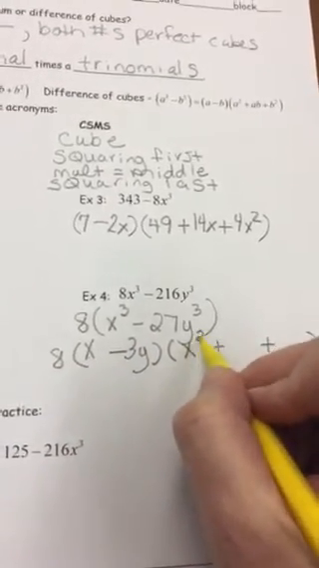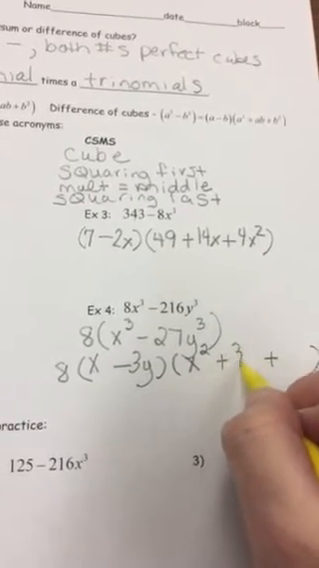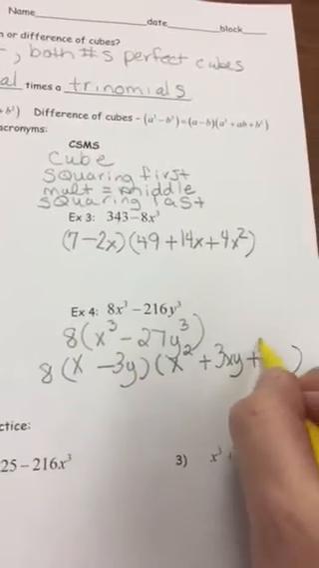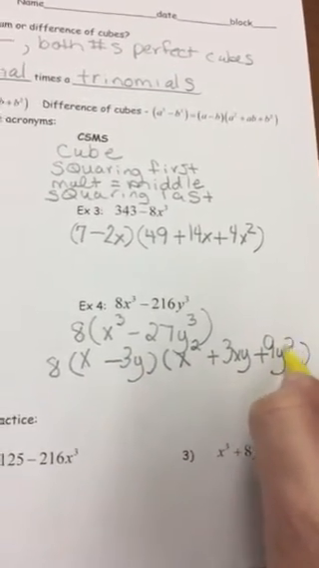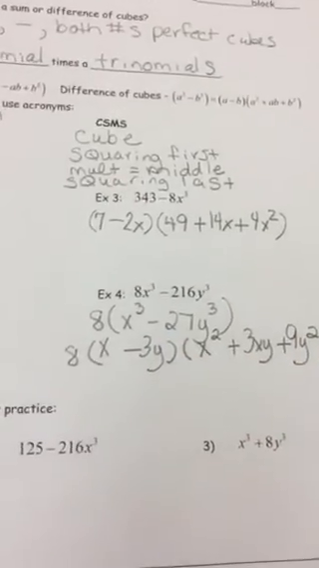Square him, multiply those two. Don't worry about your signs, you've already taken care of those. And then square this. And that's it, done. He'd be a tough one to check on the calculator, too many variables.